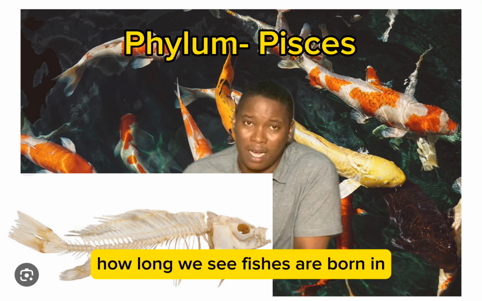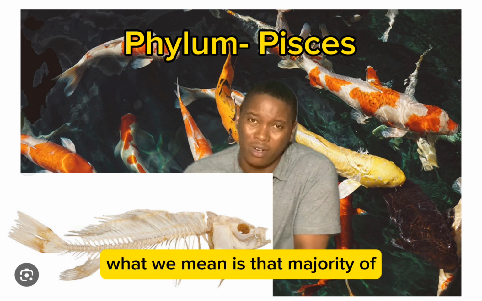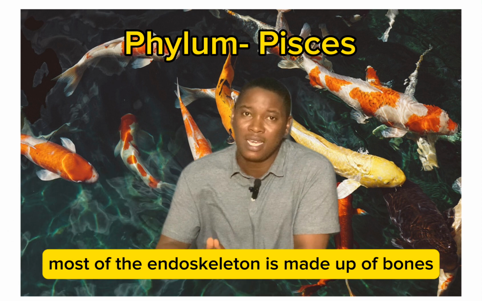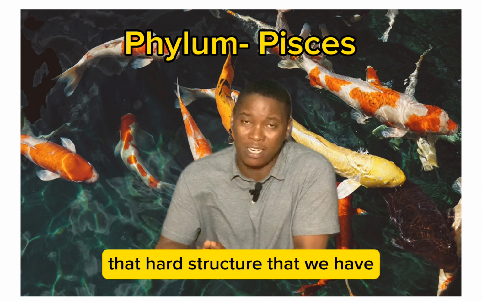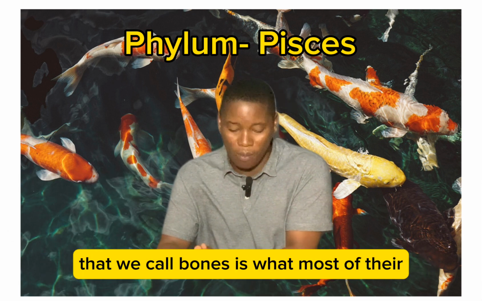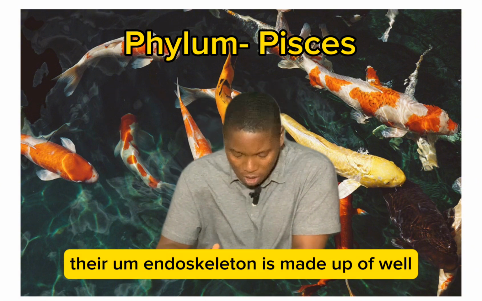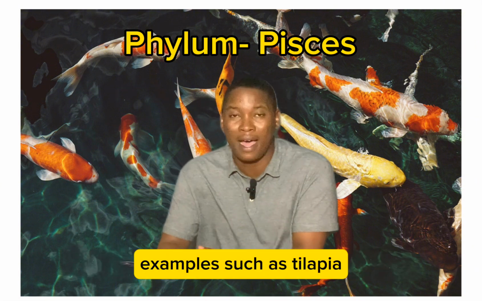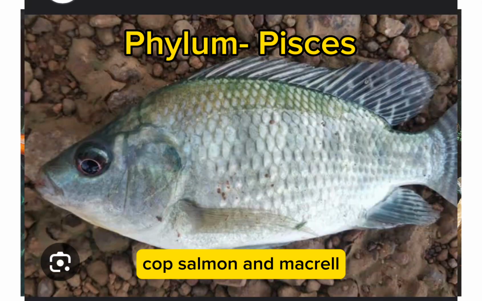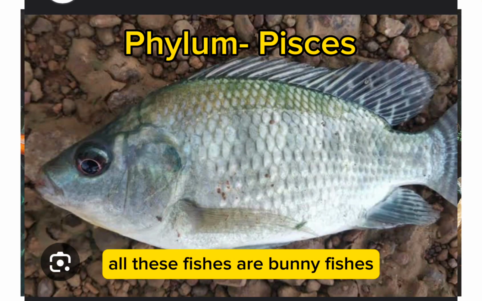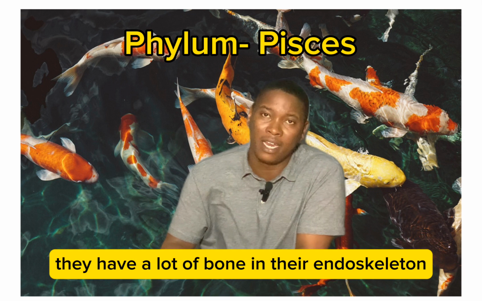Now, when we say fishes are bony, what we mean is that most of their endoskeleton is made up of bones. That hard structure that we call bones is what most of their endoskeleton is made up of. We have examples such as tilapia, carp, salmon, and mackerel. All these fishes are bony fishes. They have a lot of bone in their endoskeleton.